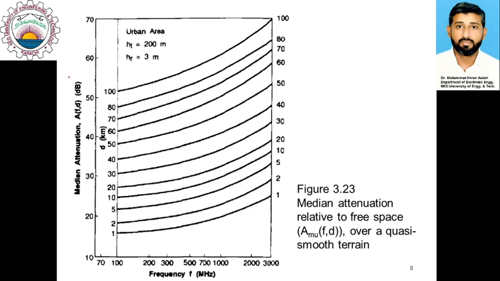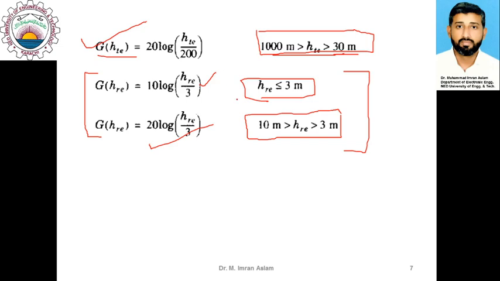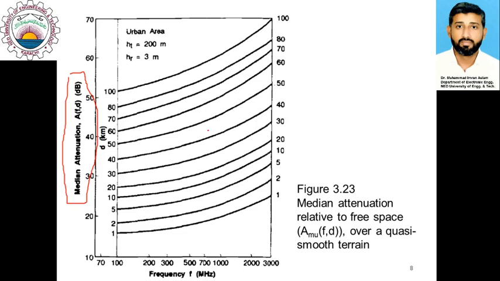This is the median attenuation factor, which is a function of both frequency and distance. You can see here that this A_mu is actually dependent on frequency and distance. What Okumura did was make a graph of multiple curves for different frequencies and different distances, and on the basis of those curves you can calculate this median attenuation.